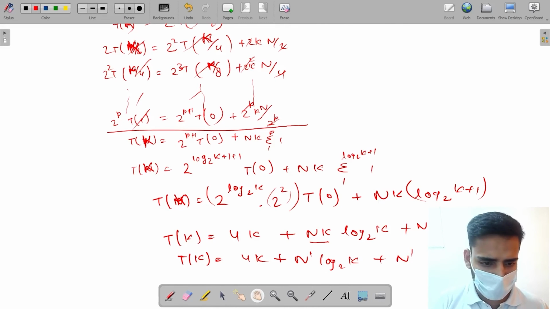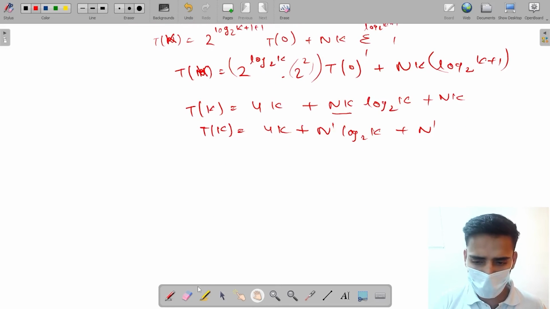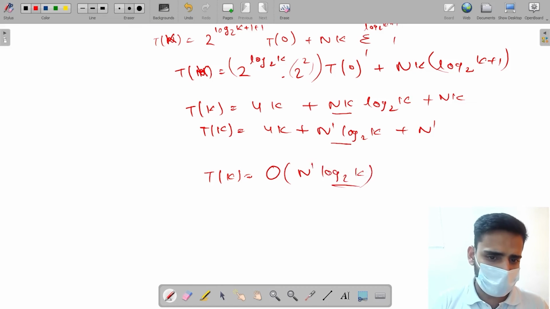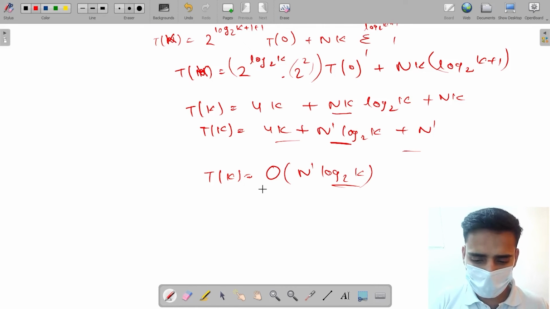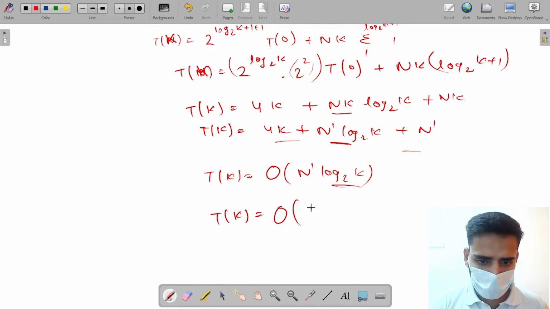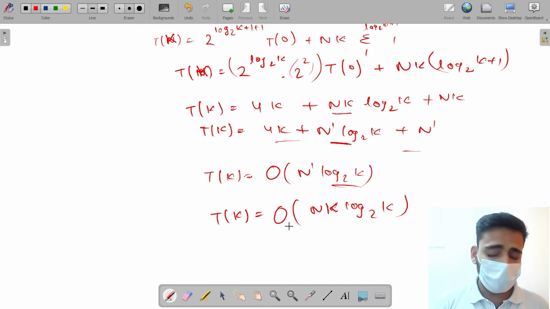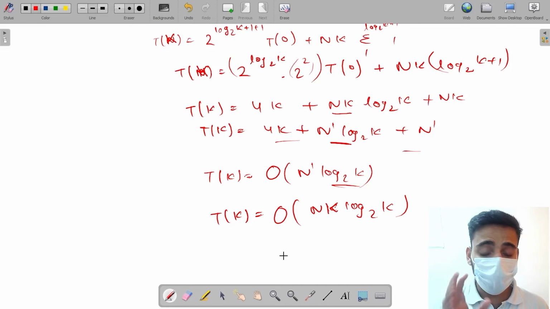So now if we talk in terms of big O, what will happen? Let me write it here. T of k in terms of big O will be n dash log 2k, because in comparison to n dash log 2k, these two terms are very small. Now let's move forward. So it will be nk log base 2k. Now let's see what the time complexity will be according to our constraint.